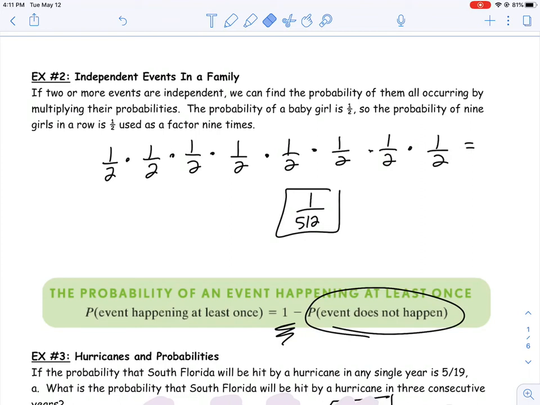But you can find the probability of something happening multiple times in a row by either raising it to the 9th power or multiplying the 1/2 nine different times.